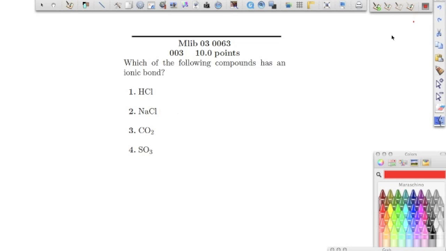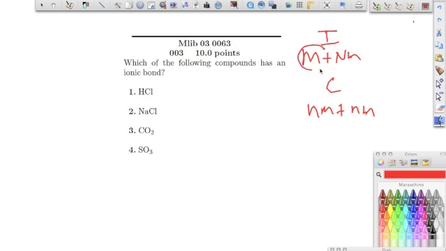Alright guys, moving on to number 3, it says which of the following compounds has an ionic bond? The two bonds that we mainly deal with are ionic and covalent. Ionic is always between a metal plus a nonmetal, and a covalent bond is always between a nonmetal plus a nonmetal. Remember, in ionic you have the transferring of electrons, or the giving and taking of electrons, and in covalent you have the sharing.